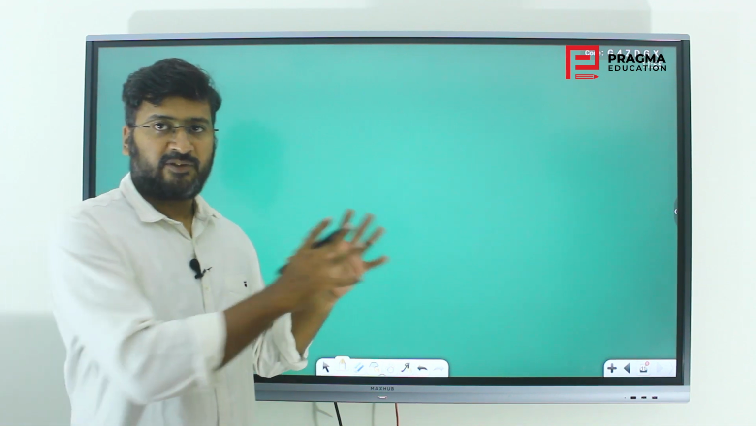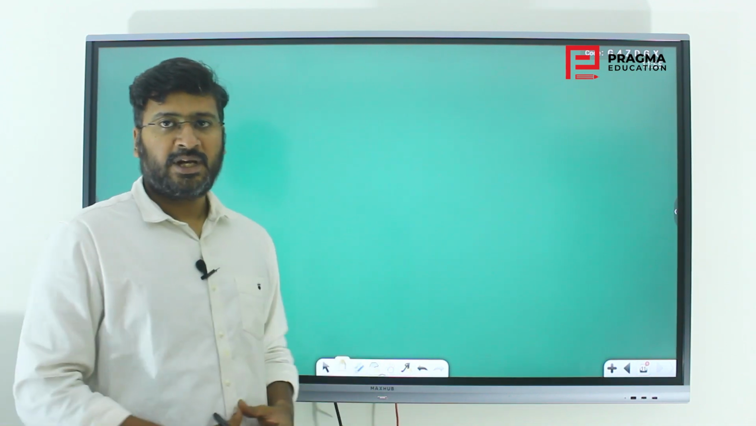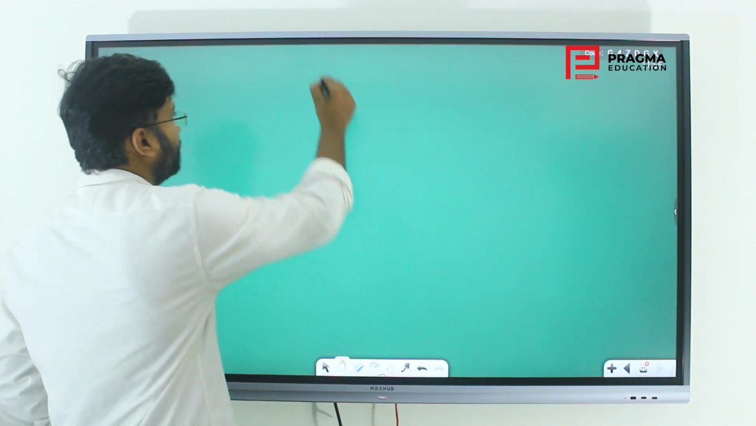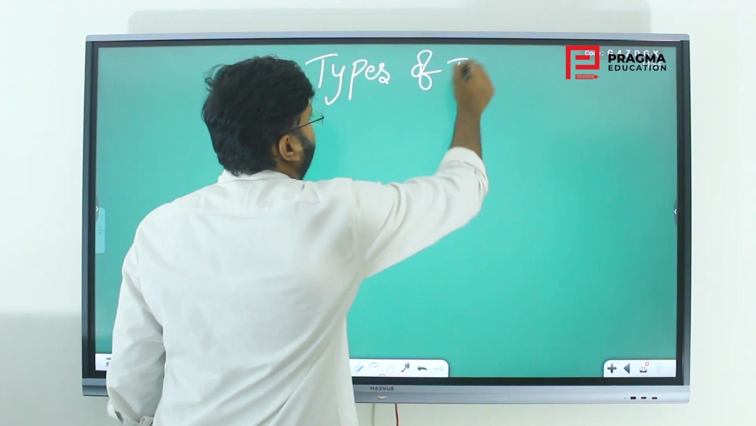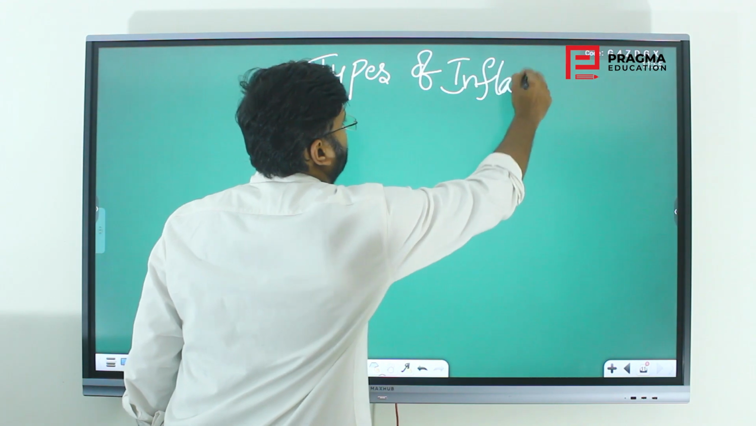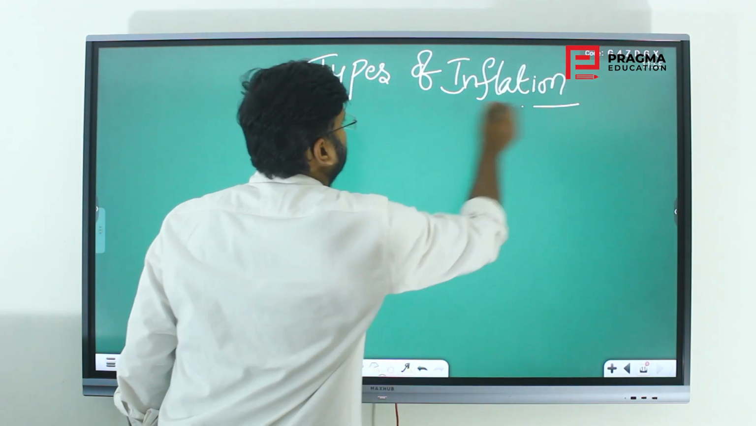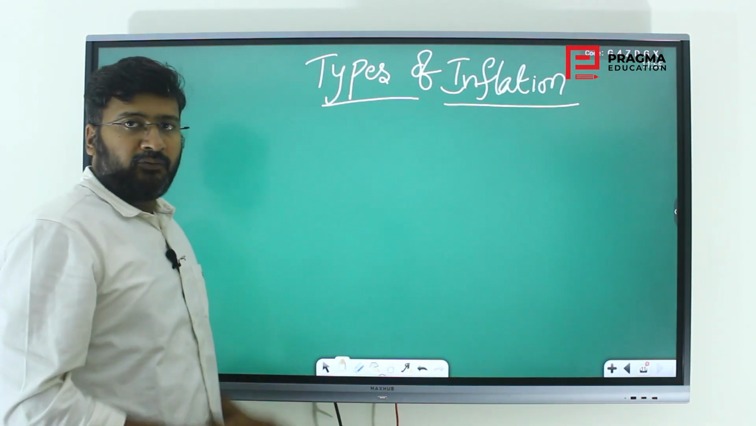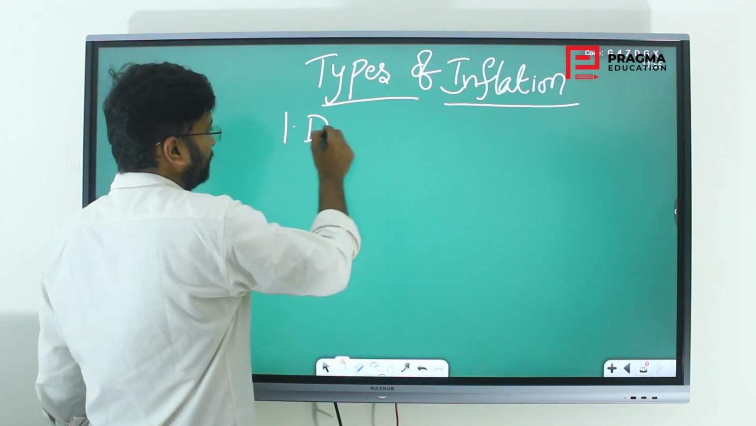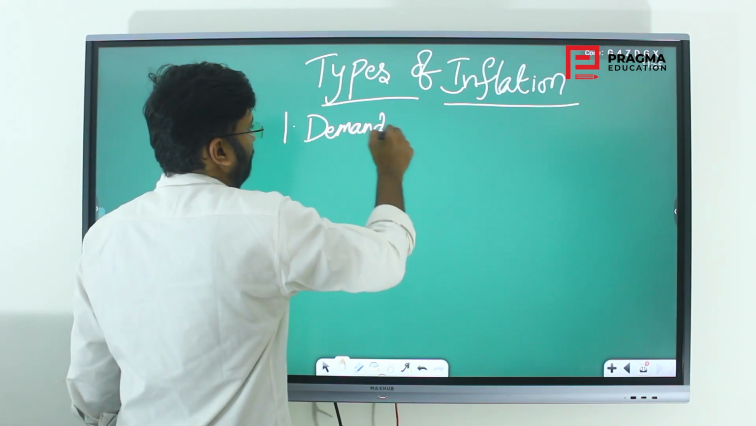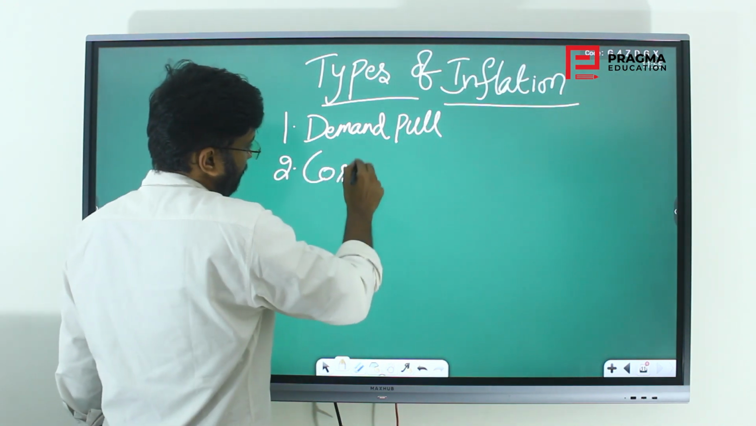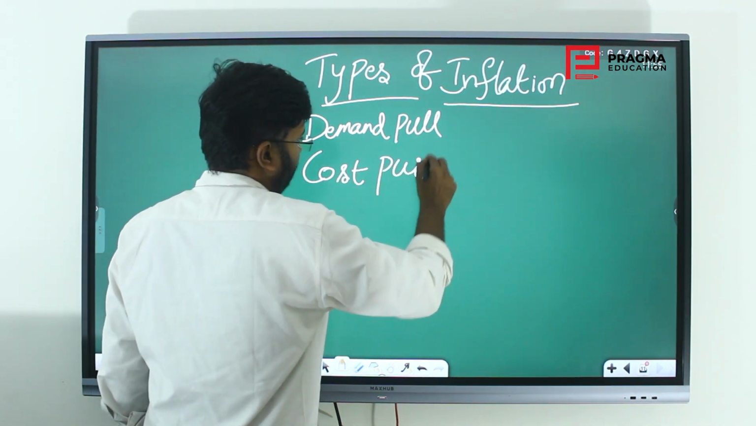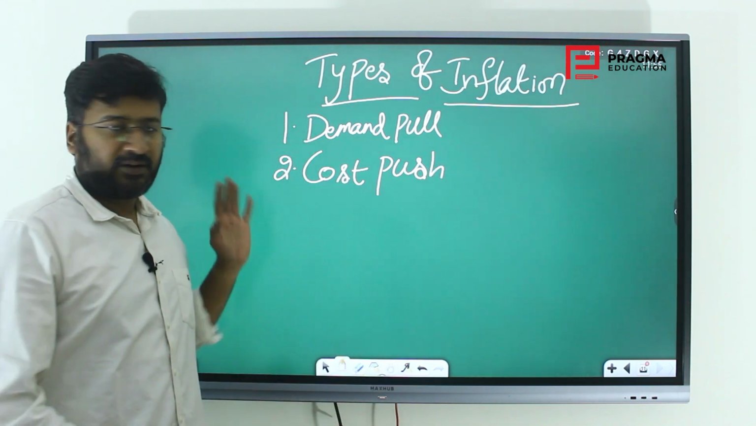So we have seen the definition of inflation and the concept of inflation. Let us dwell into the types of inflation. We had already seen two types. What are those? Demand pull and cost push. This we have seen in the concept itself now.